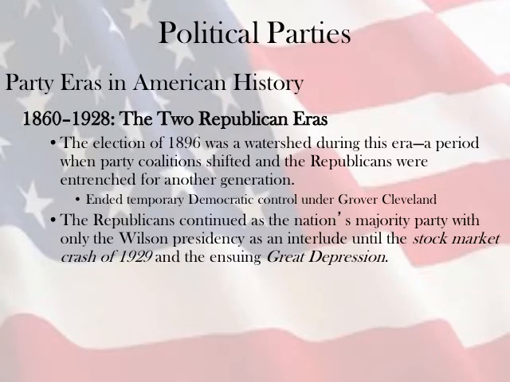Now, continuing, the election of 1896 was a watershed during this era, a period when party coalitions shifted and the Republicans entrenched for another generation. It ended temporary Democratic control under Grover Cleveland. The Republicans continued as the nation's majority party, with only the Wilson presidency as an interlude, until the stock market crash of 1929 and the ensuing Great Depression.